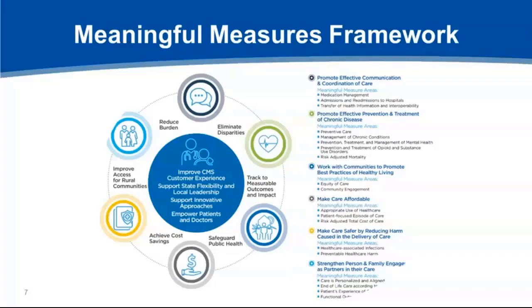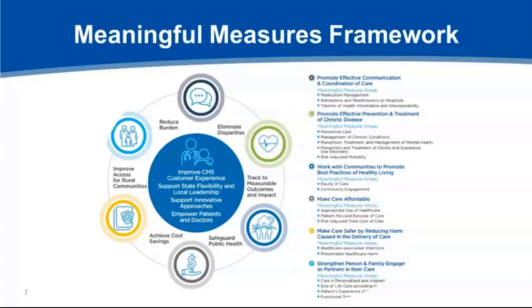And along with this depiction of the patient-clinician relationship, you'll see our 4 CMS strategic goals: improve CMS customer experience, support state flexibility and local leadership, support innovative approaches, and empower patients and doctors. And these goals really serve as the foundational principles of everything that we do. Around that, you'll see the 6 cross-cutting criteria. And these cross-cutting criteria serve the desired outcomes for CMS along with our partners. We believe that they are critical to improving the health outcomes of our patients and just improving the overall health care system.